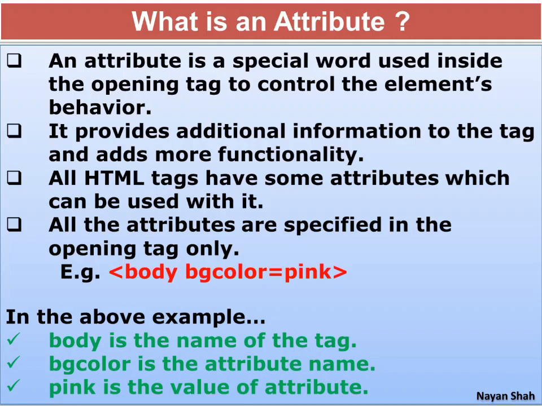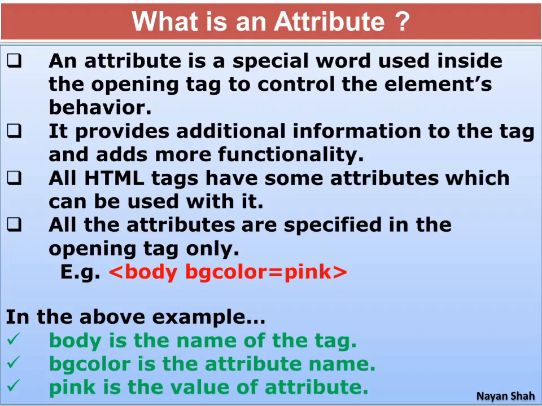not a small building. Similarly, in HTML, an attribute is a special word used inside the opening tag, and it controls the element's behavior. It adds some more meaning to that HTML element. It provides additional information to the tag and adds more functionality to the HTML tag. Almost all the tags of HTML have some attributes which can be used with them, and by practice you will come to know which attribute can be used with which tag. All the attributes are specified in the opening tag only. You know that there are two tags, opening tag and closing tag. So attributes are always specified within the opening tag.